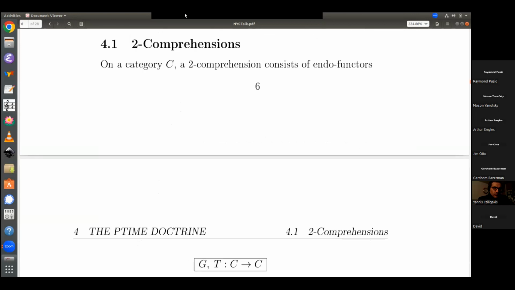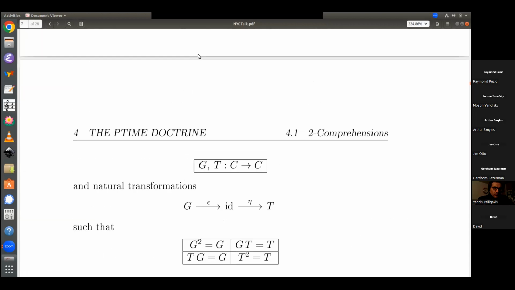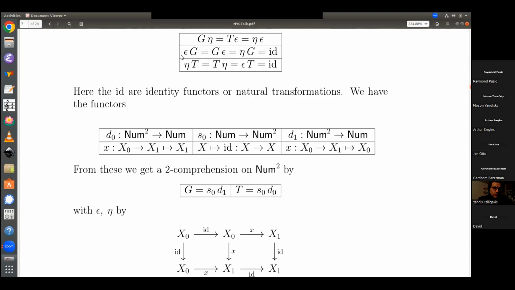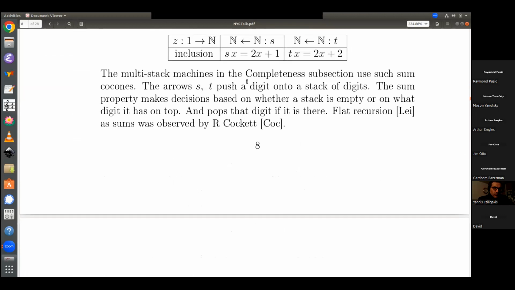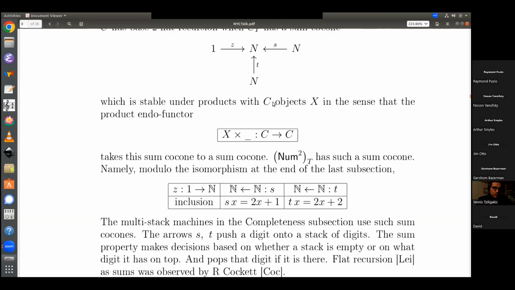I don't think you said yet what safe recursion is. No, I haven't. So I pretty much said what flat recursion was when I was talking about essentially one stack, but I need to have multiple stacks, so I need a product stability again. That's just that when I have an object and I use the product endofunctor, it should take this sum cocone to a sum cocone, and that's the finite number of stack flat recursion. I should mention that the flat recursion terminology was from Daniel Leivant's reading of Bellantoni-Cook, and it was Robin Cockett who told me about the observation that this is a sum cocone. Okay, and we're doing this in tier 0.